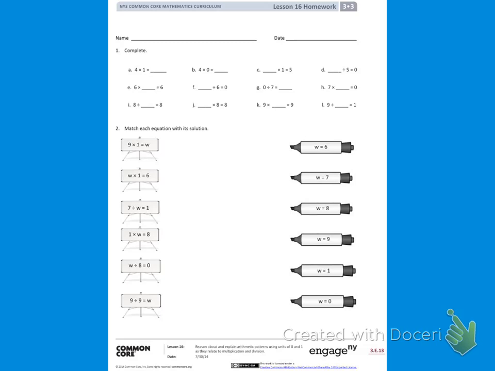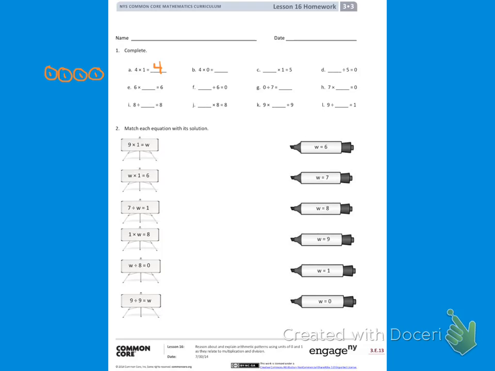Problem A, 4 times 1 equals blank. This means 4 groups of 1. We could draw it out if you found it necessary. Here's 4 groups, and there's 1 in each group. So 4 groups of 1 is 4. Anything times 1 is itself.